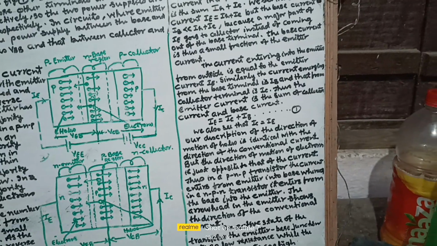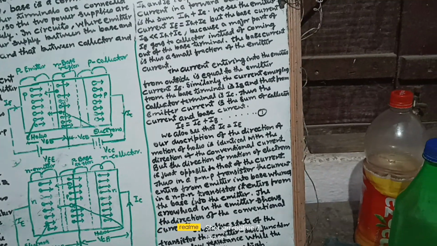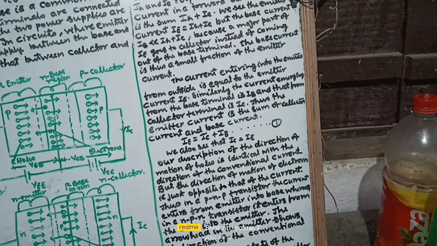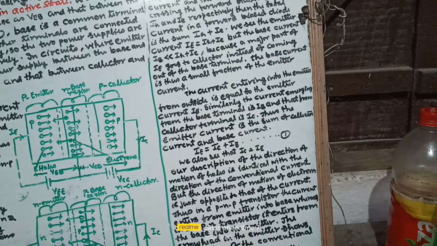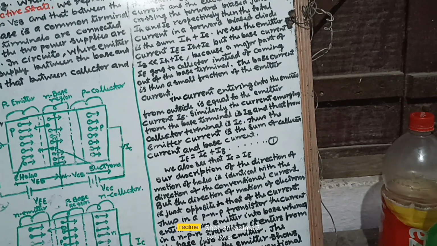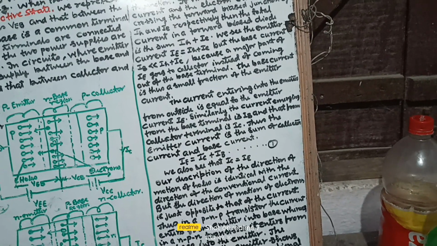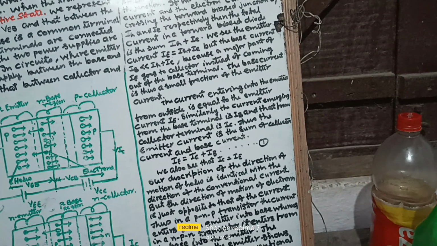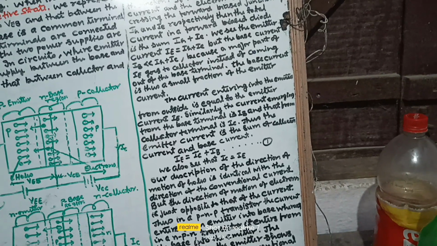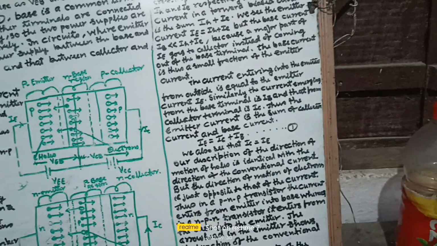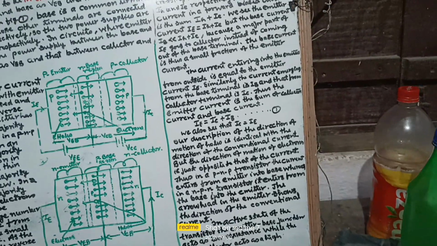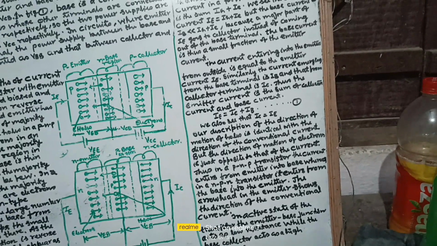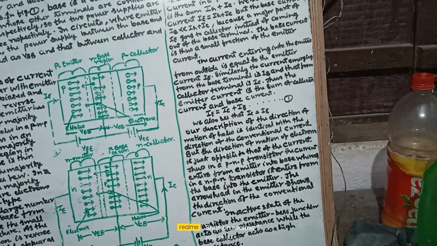Thus, in a PNP transistor, the current enters from emitter to base, and in an NPN transistor, it enters from base into emitter. The arrowhead in the emitter shows the direction of the conventional current. In the active state of the transistor, the emitter base junction acts as a low resistance while the base collector junction acts as a high resistance.